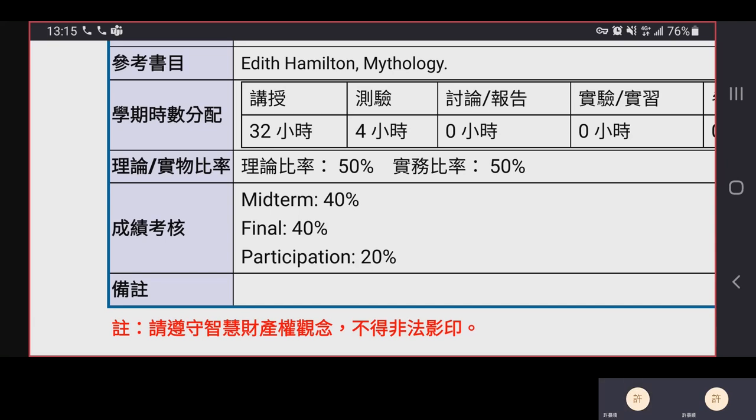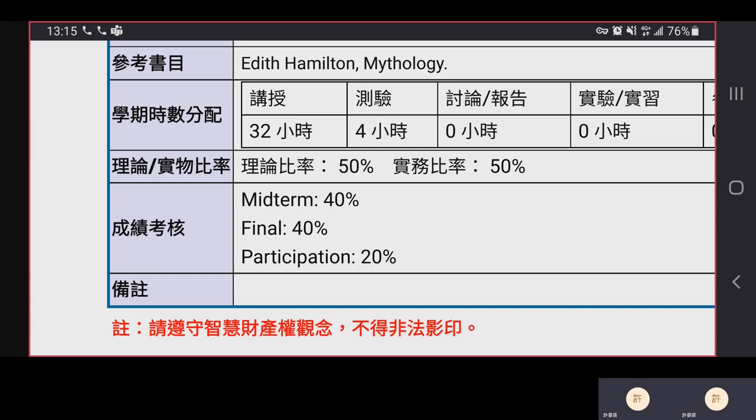Okay, so let's see. This is how we are actually going to record your scores. This is what it looks like on the system.